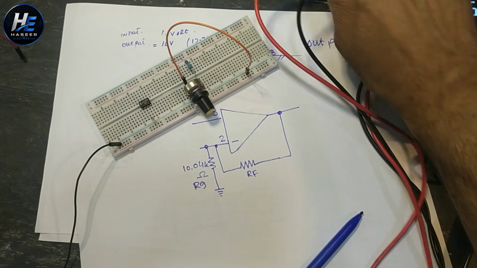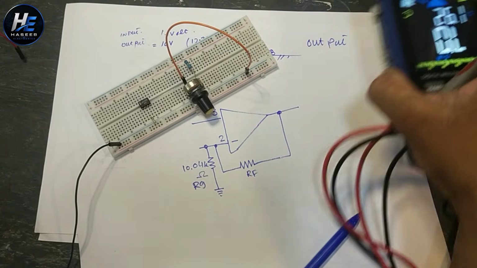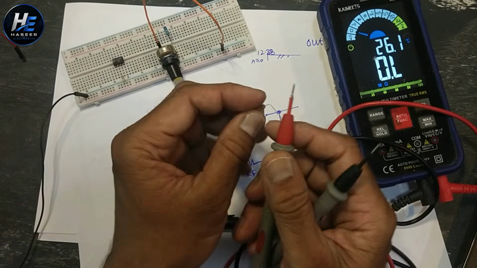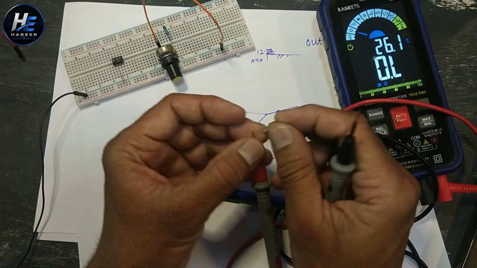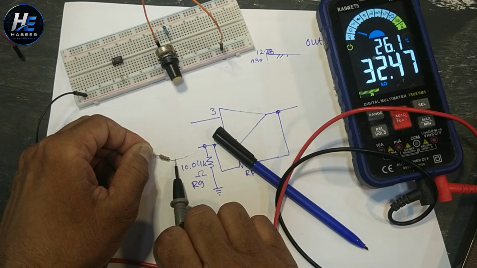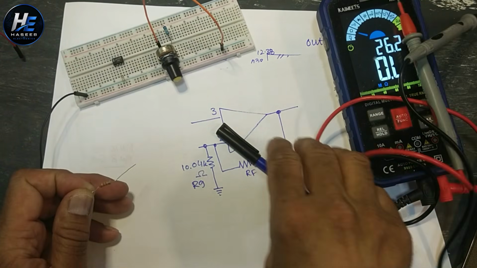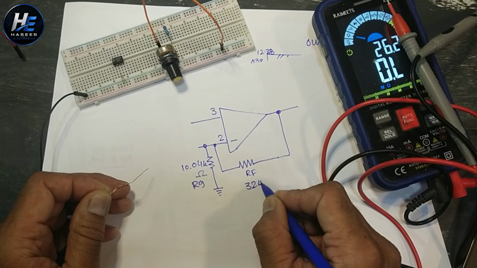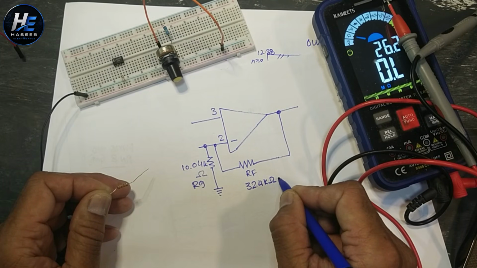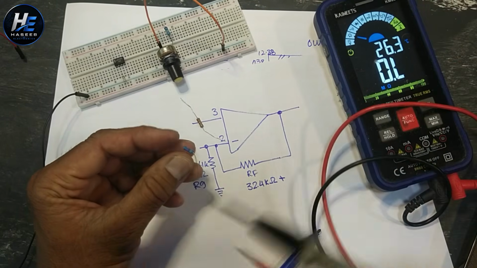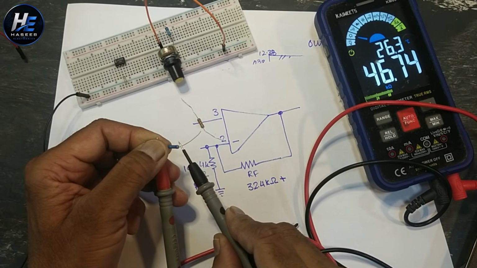Now we need 80 kilo ohm resistor. I don't have 80 kilo ohm. To make 80 kilo ohm, I will use 33 and 47 kilo ohm. 32.47 kilo ohm. This resistor, 32.47 kilo ohm, plus the second resistor, 46.7 kilo ohm.